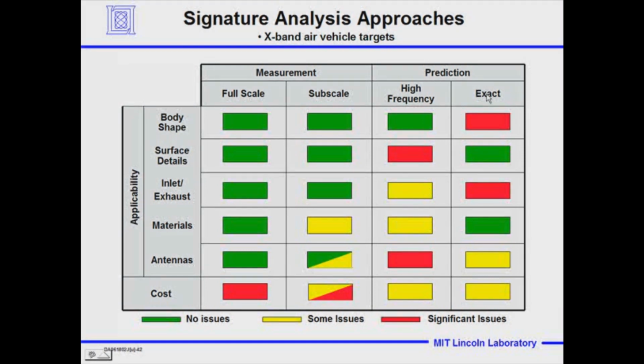Now, relative to prediction with the method of moments, body shape is a real issue because if it's got a complicated body shape, you've got huge numbers of facets. But it can take care of surface details very nicely. Inlets and exhausts are a big problem because of the facet issues and modeling them. The materials you can handle quite nicely with this method, and the antennas are a moderate issue. So you can see, and cost. There's no green here anywhere because if there was, you'd go that way. But the point is, you get some of the answers one way, and some the other.